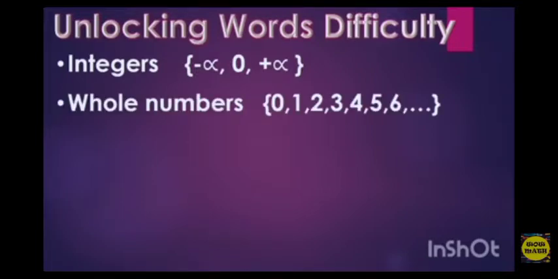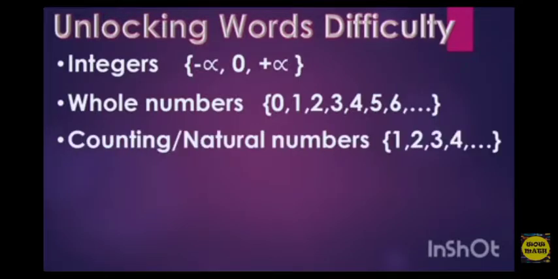Next one, we have whole numbers. In our real number system, whole numbers include 0 and positive infinity. So that is 0, 1, 2, 3 up to positive infinity. Next, we have counting numbers or natural numbers. When we say counting numbers, it doesn't include 0, because when we count, we always start at 1. So that is 1, 2, 3, 4, and so on to positive infinity.